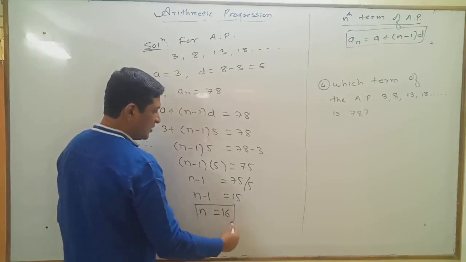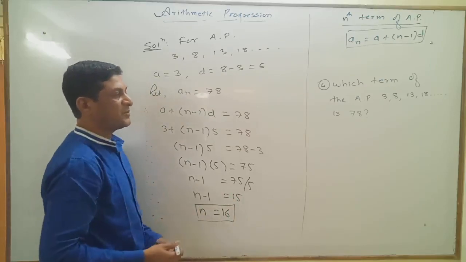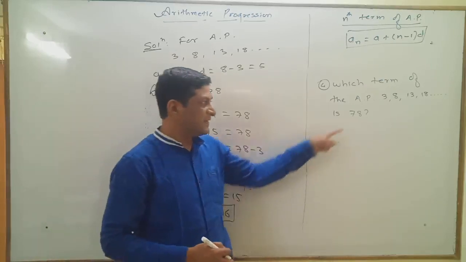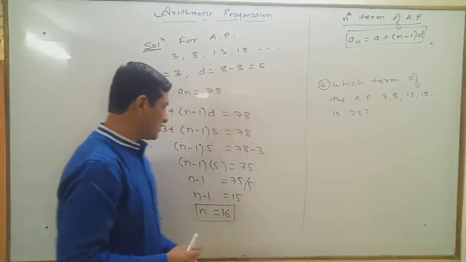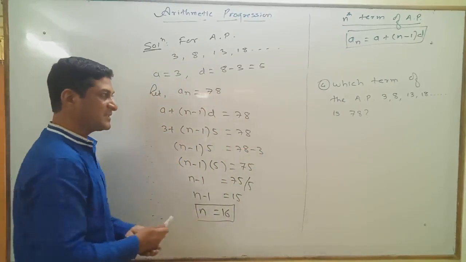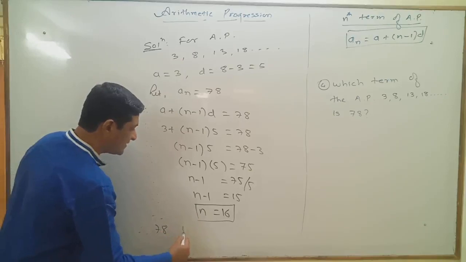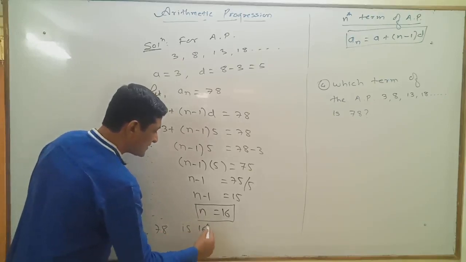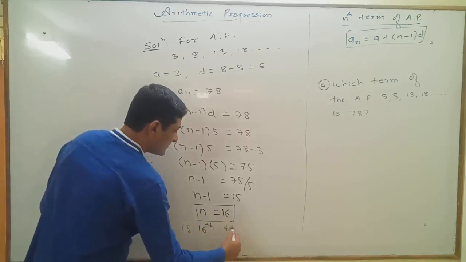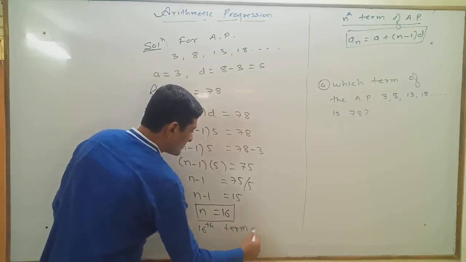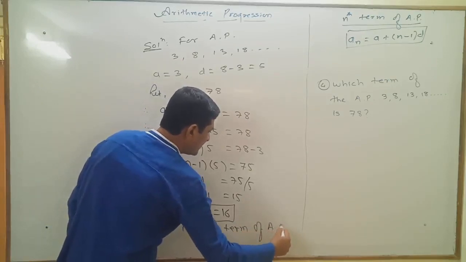Since the value of n is equal to 16, that's why we can say that 78 is which term in this arithmetic progression? 16th term. So therefore 78 is the 16th term of the arithmetic progression.